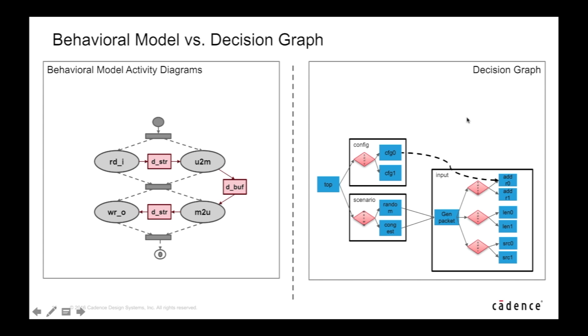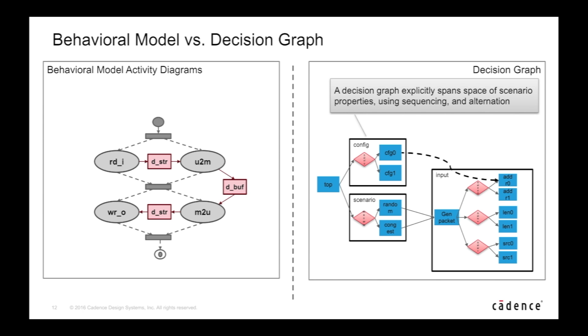So decision graphs have existed forever. Of course, they were adopted in 2007, 2008 by Breker to do verification, and this is how the approach works. Basically, you span a space of scenario properties. It could be data, it could be timing, everything could be a decision. So you have either sequencing or alternation. Let's go quickly through this.